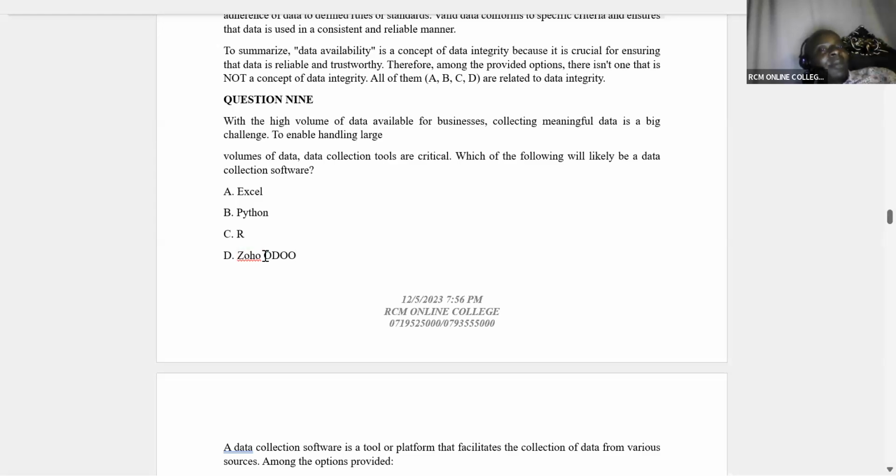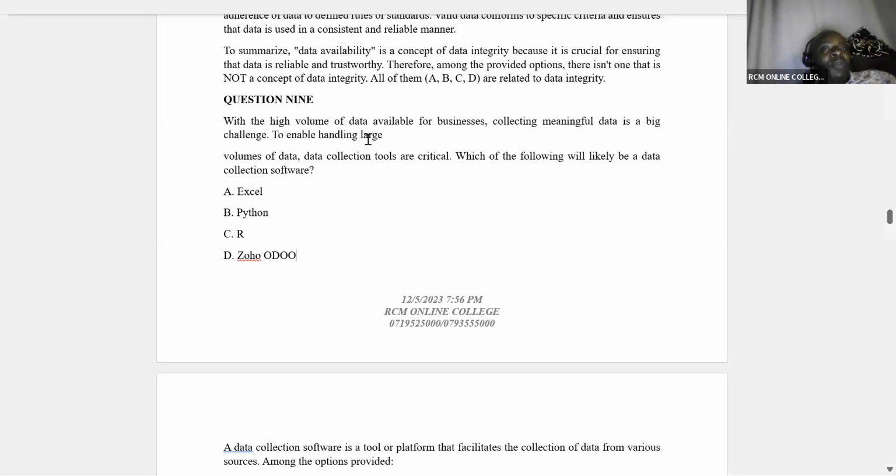All these, ladies and gentlemen, even QuickBooks, even Tally Prime, Tally ERP, those models are very, very important and can be used in this case for purposes of what here? Collecting meaningful data. Data that will be used for, for example, financial reporting.